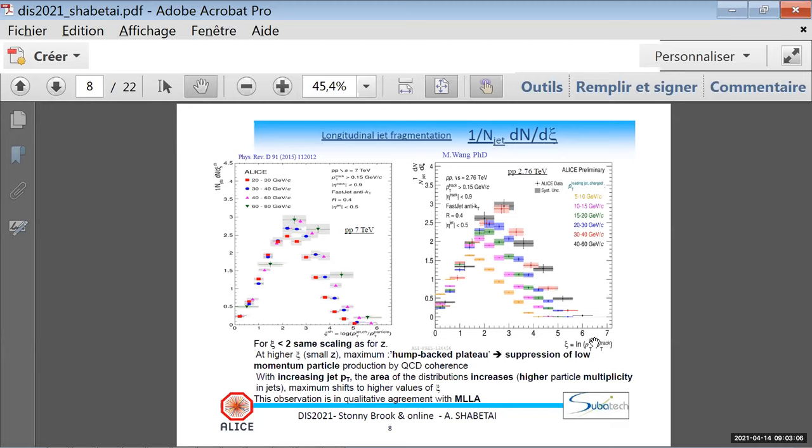And this is indeed a consequence of the QCD coherence effect I was discussing on the introduction slide a minute ago. So when you increase your jet pT, you will increase the area of the curve as you get higher particle multiplicity inside your jets, and you have a shift of the maximum. You can compare those curves to the so-called modified leading log approximation, which we are working on right now.